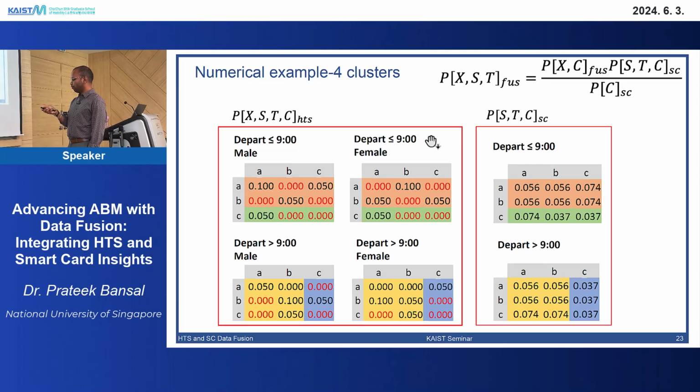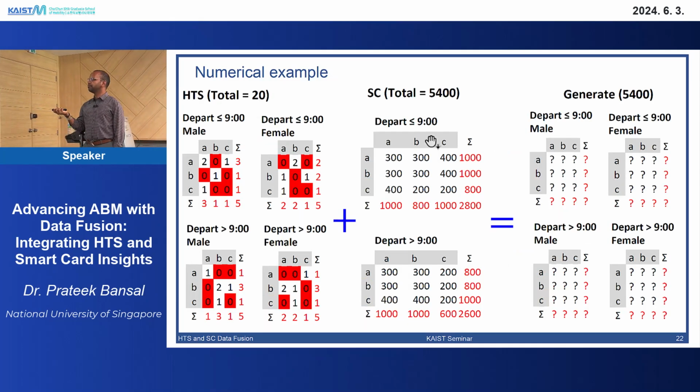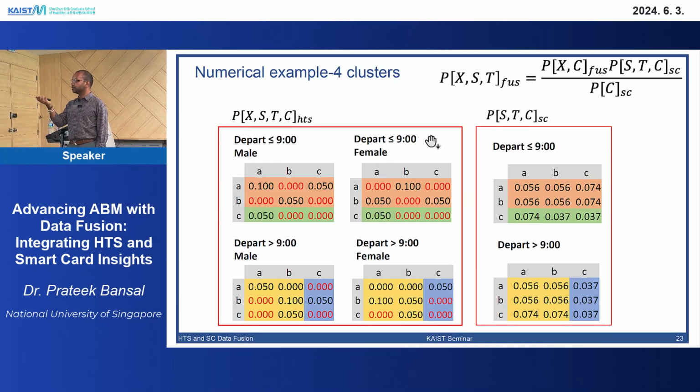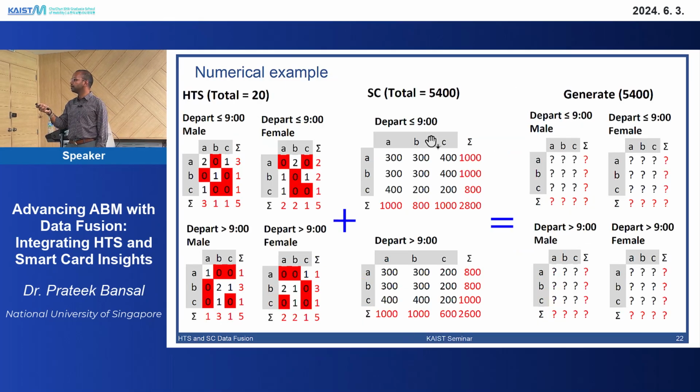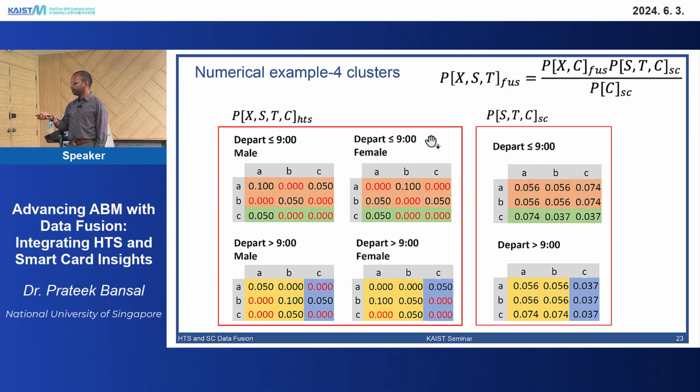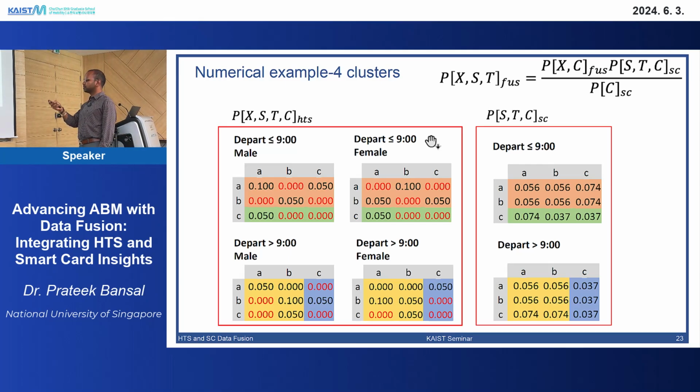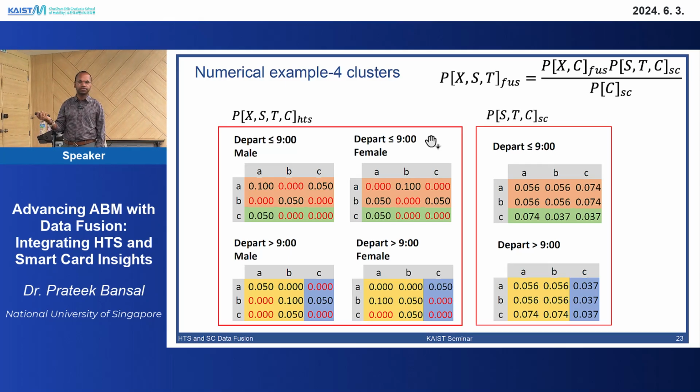So what we are doing here is we are just directly finding the joint distribution. Nothing much is done in this slide using the observations that we have in the HTS data and the SC data. So here we are just finding the joint distributions, basically dividing each cell by the total observations, right?